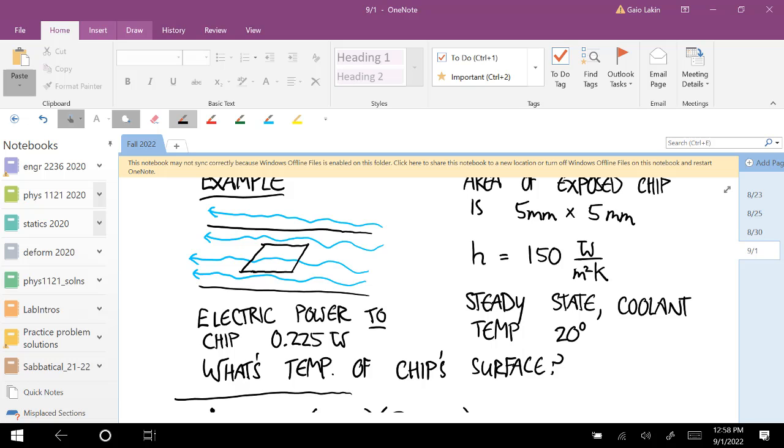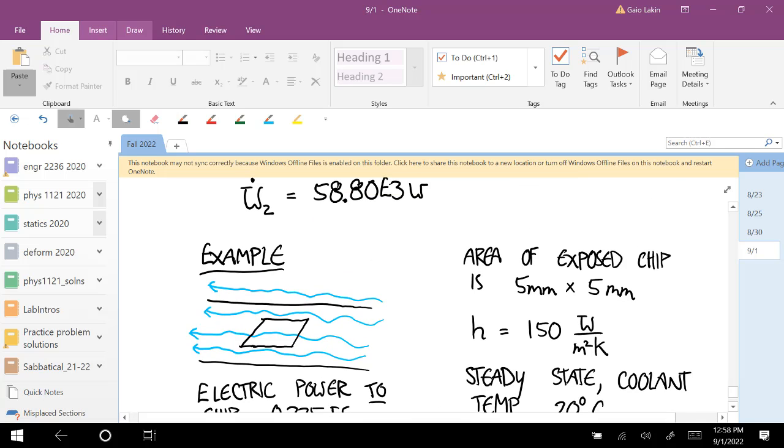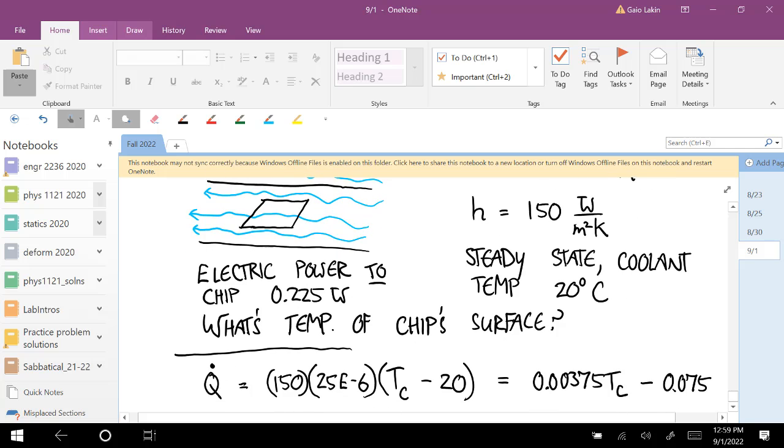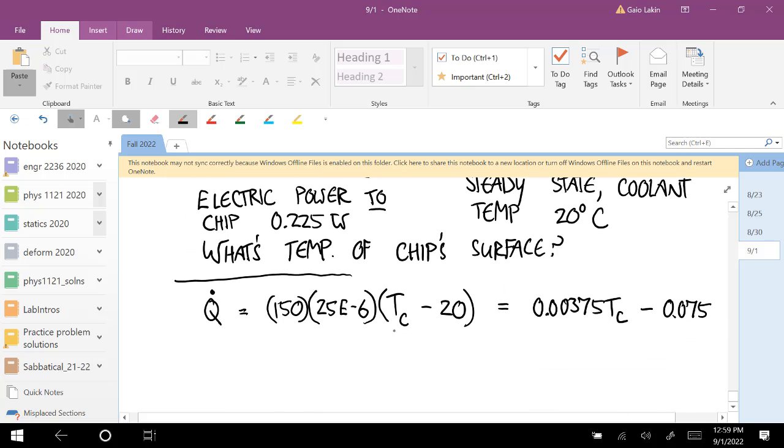The coolant temp is in Celsius. For convection and conduction, both, you can do these calculations in Celsius because you're just talking about differences. For radiation, you need to have it in Kelvin because of the fourth power. So for this, we won't have to convert. We can just do all the calculations in Celsius. So this T_C, when we calculate it, is going to come out in Celsius.